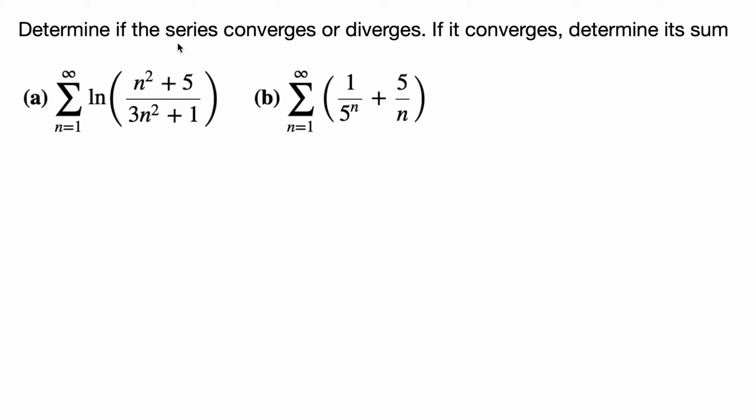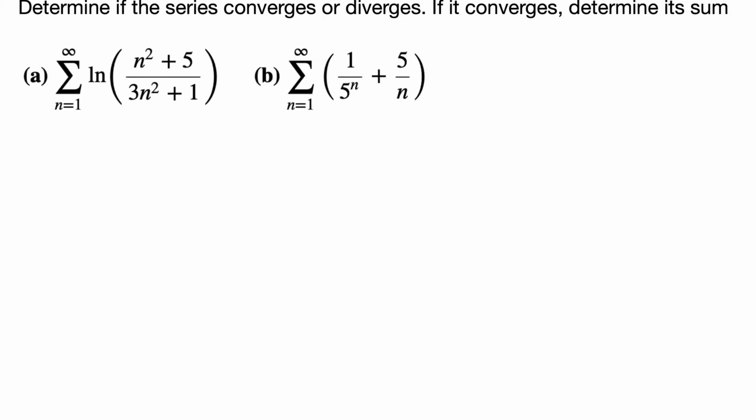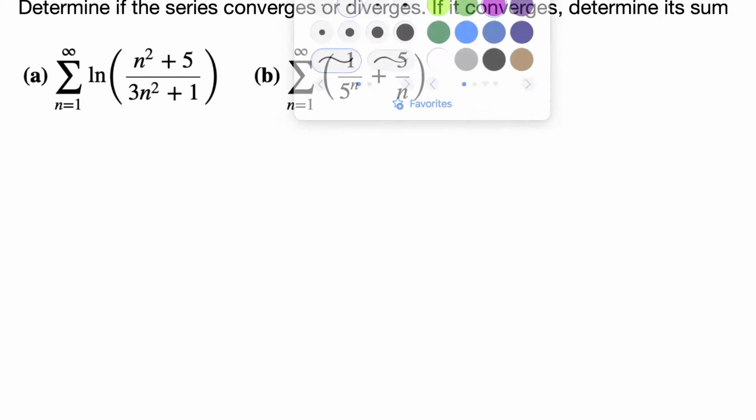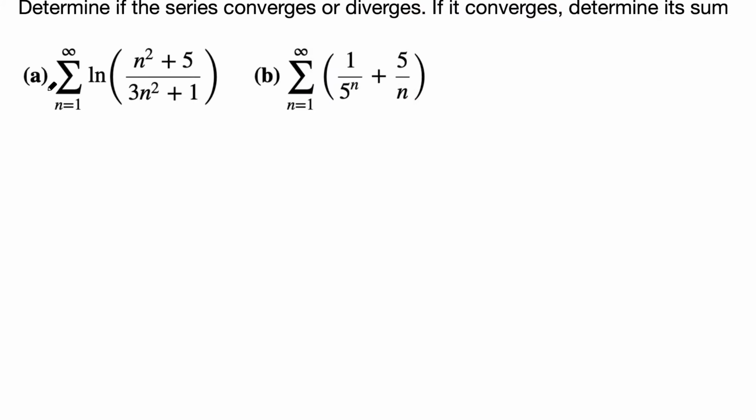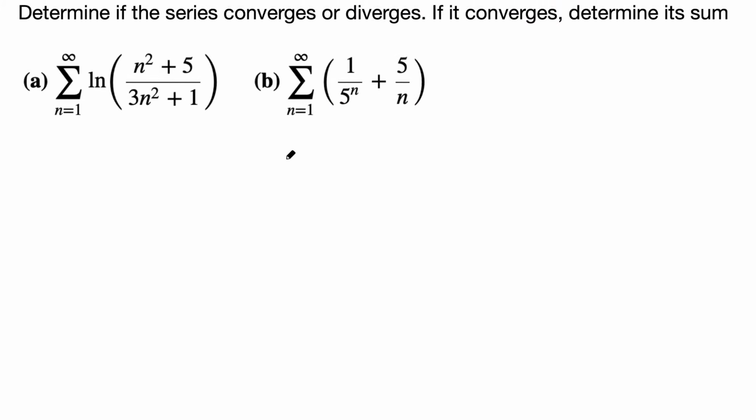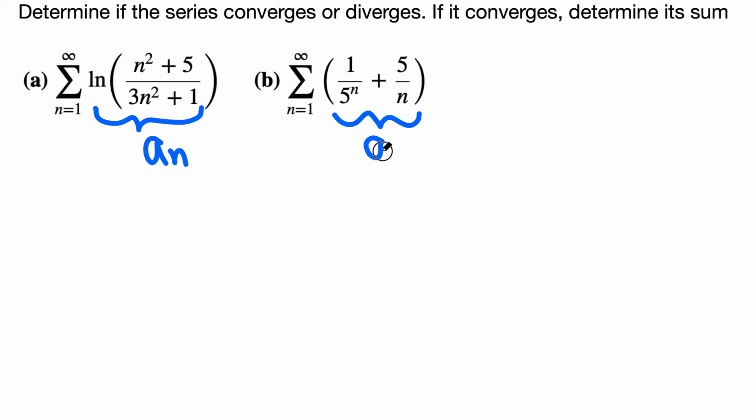Determine if the series converges or diverges. If it converges, determine its limit. So here we got the first series, and this is a_n.